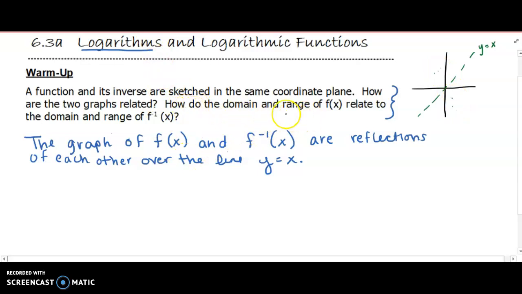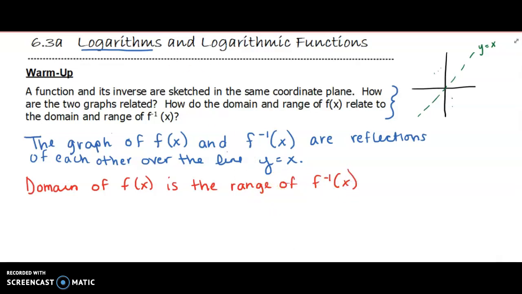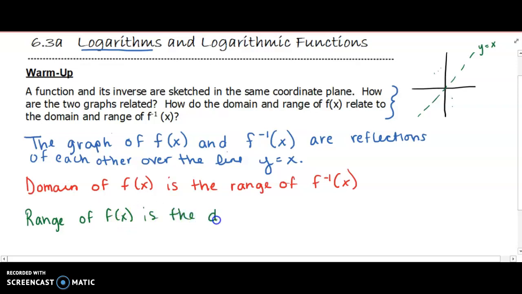How do the domain and range of f of x relate to the domain and range of the inverse of f of x? I could say the domain of f of x is the range of the inverse of f of x, and the range of f of x is the domain of the inverse of f of x. So the domain of one is the range of the other, and the range of one is the domain of the other. We flip the domain and range between the two.